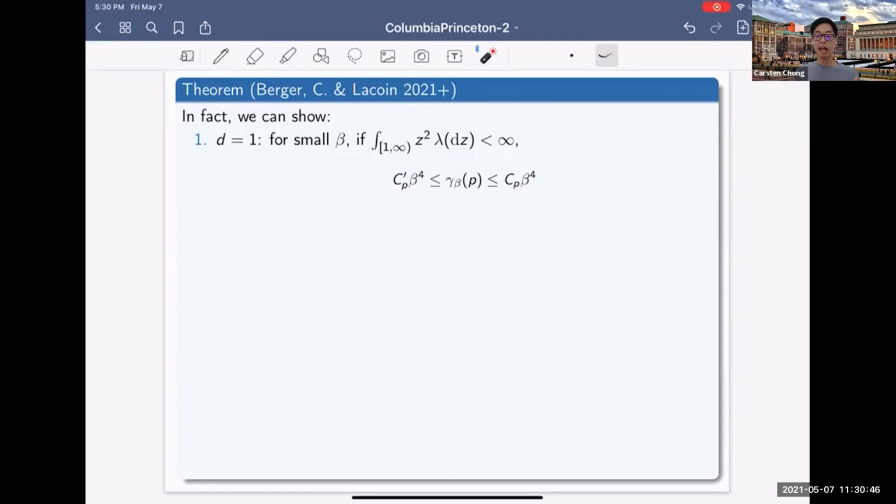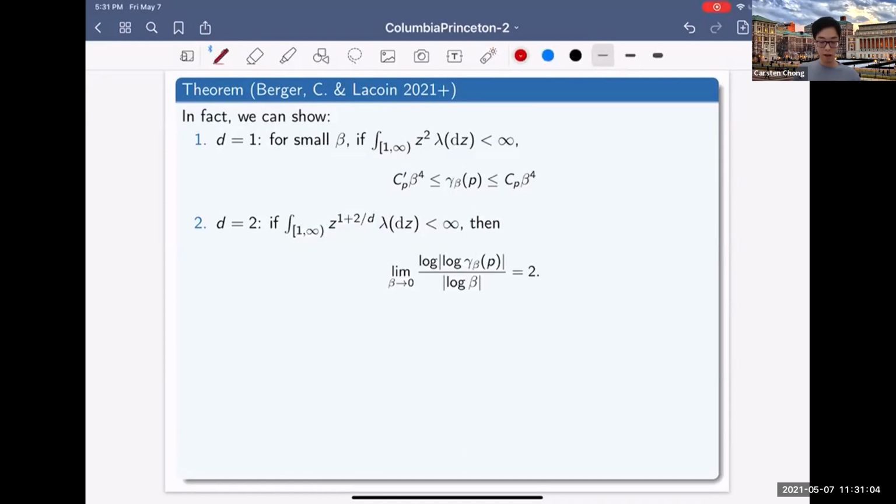In dimension 1, if you have a finite second moment, these exponents basically behave as in the Gaussian case: something like beta to the power 4. In dimension 2, again assuming a finite second moment, what we could show is that you have this limit. What that means is that gamma beta p behaves a little bit like e to the minus some constant beta to the minus 2. So for any beta this is positive, but it's exponentially small.